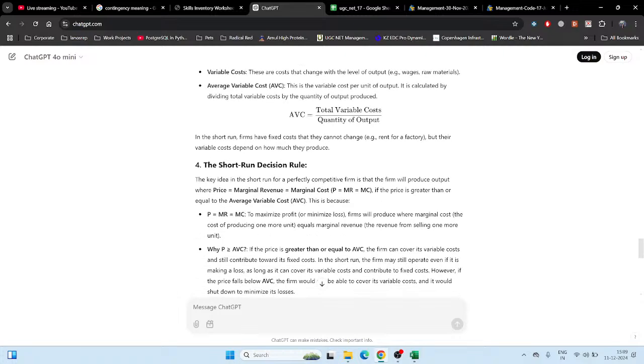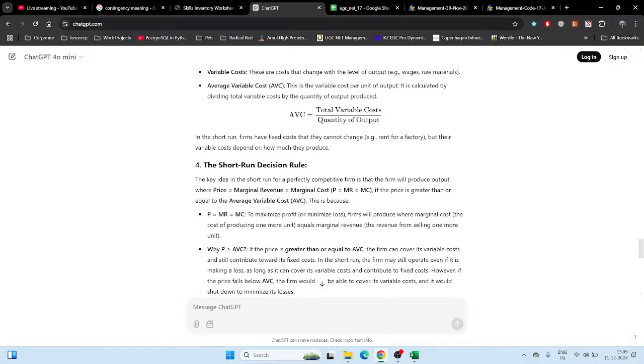The short run decision rule. The key idea in the short run for a perfectly competitive market is that the firm will produce output where price is equal to marginal revenue is equal to marginal cost. No additional value is gained, since it is sold at the same price and no additional cost is incurred. The price is greater than or equal to average variable cost. P is equal to MR is equal to MC to maximize profit.